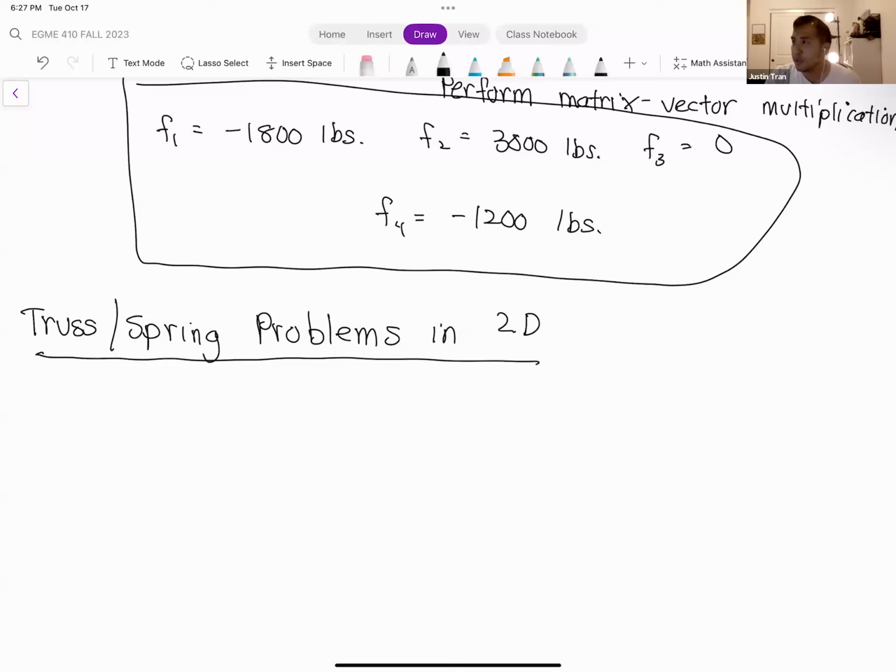But that's very limiting, because there are some situations in reality that can be modeled with 1D results, but the vast majority are multi-dimensional. In particular 3D, but before we get to 3D, we have to get to 2D. And so the next step is to see how we can extend our results here for spring and truss element stiffness matrices to 2D.